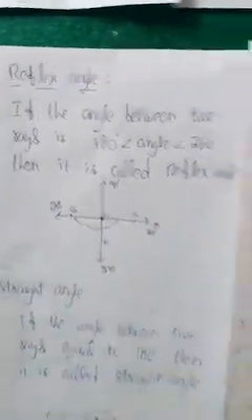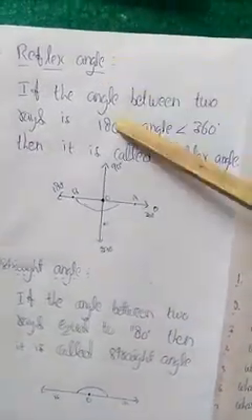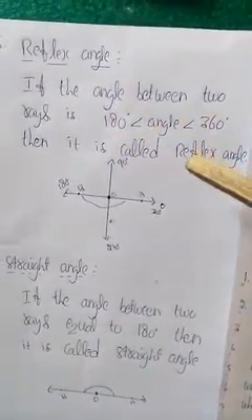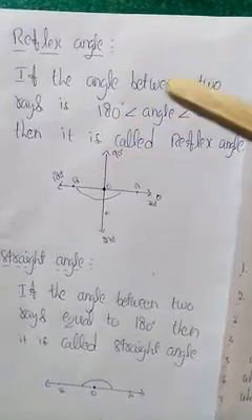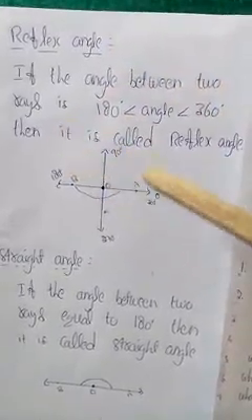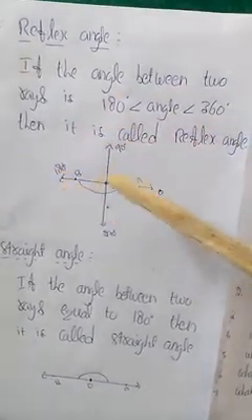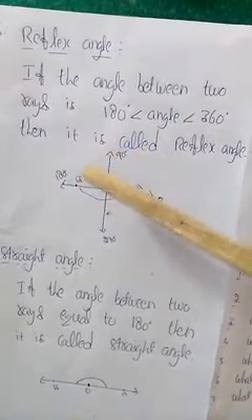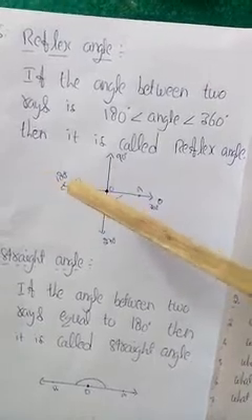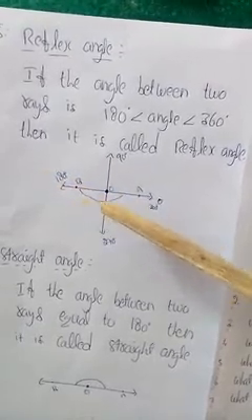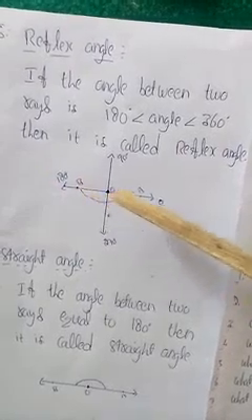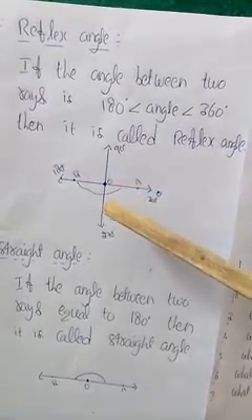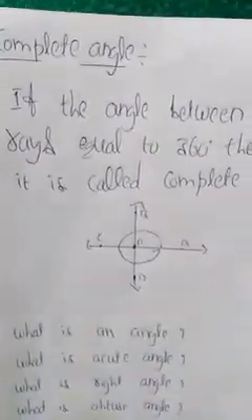Next, reflex angle. If the angle between two rays is greater than 180 degrees and less than 360 degrees, that means the angle between 180 and 360, then we can call that angle a reflex angle. See, up to here acute, and it is right, and it is obtuse, and it is straight. And now the angle greater than 180 and less than 360, so this part is called reflex angle. And next, complete angle.